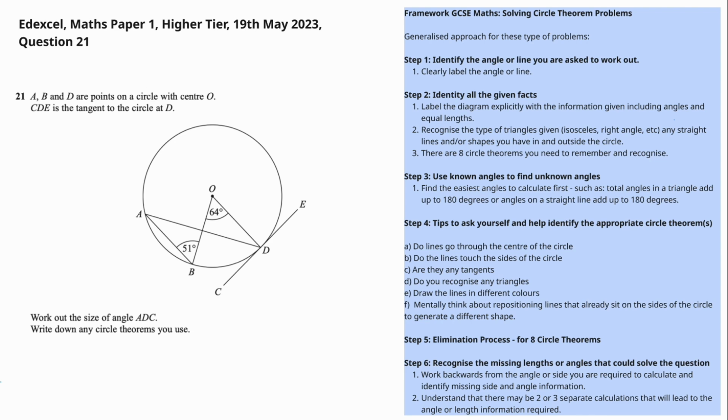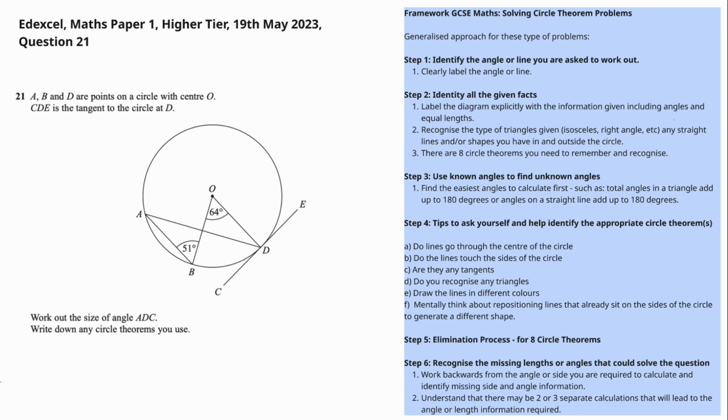And unfortunately, most of the questions you come across are not drawn out in the nice simple ways that textbooks describe circle theorems. This video describes a framework that uses an elimination process to work out which circle theorems you could use to help answer the question. The video is therefore quite long because it describes the 8 circle theorems in detail, so feel free to skip parts of the video that's not relevant for you.